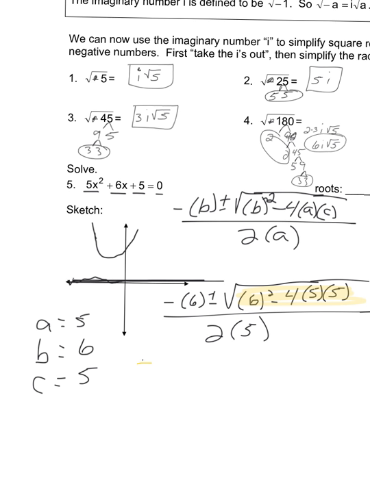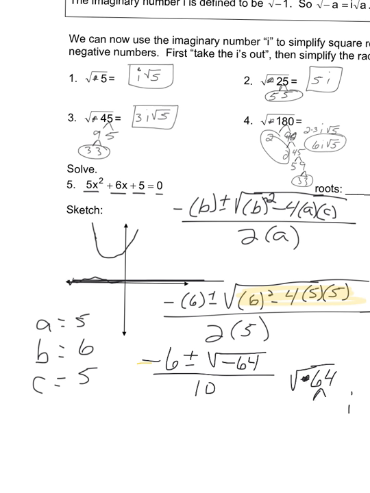So I have negative 6 plus or minus square root of negative 64. That's what all that came out to when I multiplied it, over 2 times 5 is 10. Okay, so I see there's a negative underneath, so I want to move it to the side just like we did on 1 through 4. And the negative has to come out as an i. And then I can get rid of my negative.